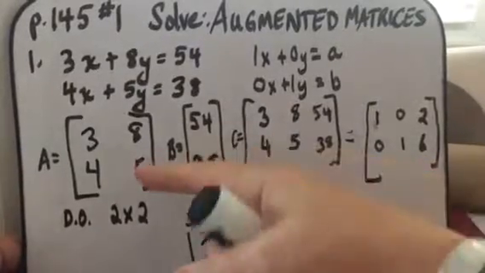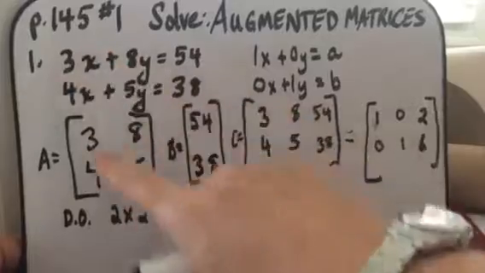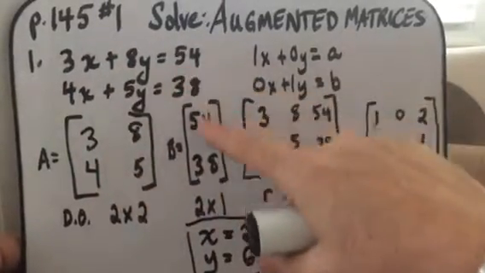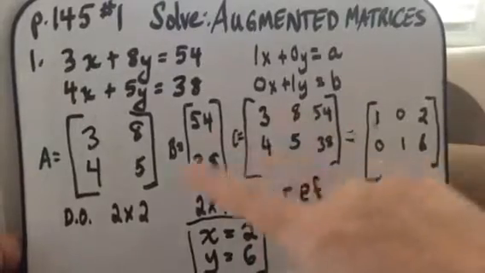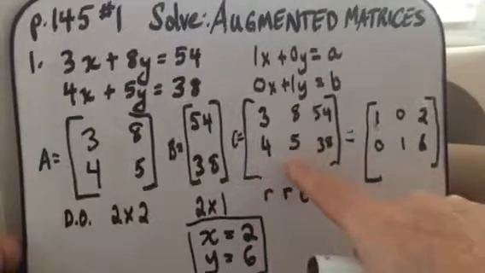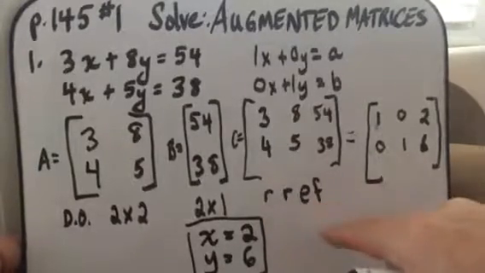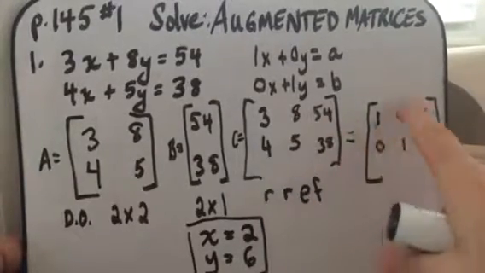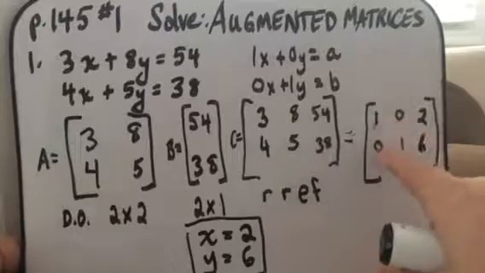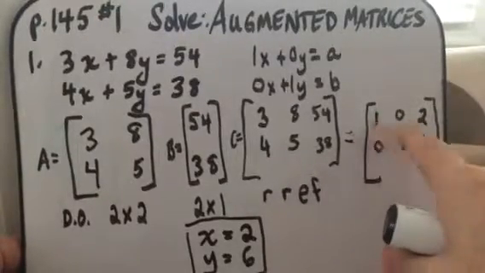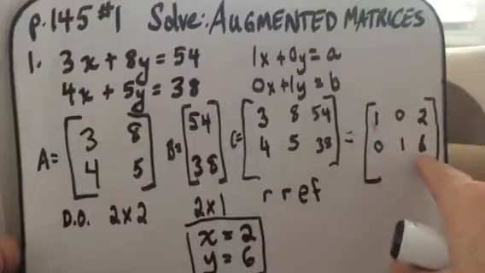So we've used an augmented matrix. We entered the coefficients of the variables in matrix A. We entered the answers in matrix B. We augmented them and stored it to C. And then we used RREF, the reduced row echelon form, to get the 1, 0, 0, 1 for X and Y, X and Y. So this is X equals 2 and Y equals 6.